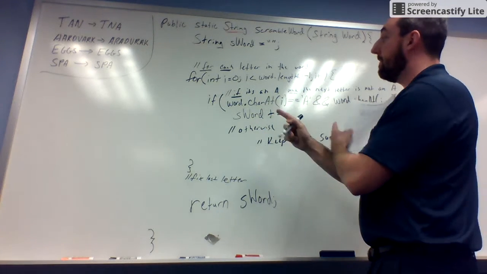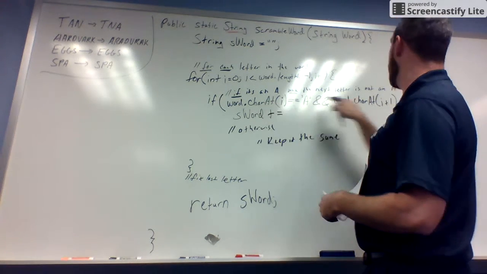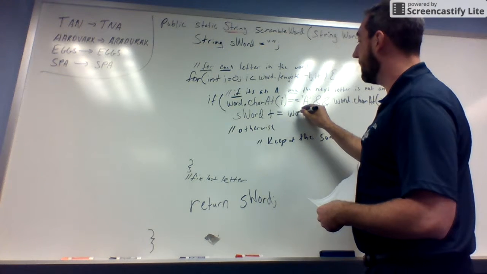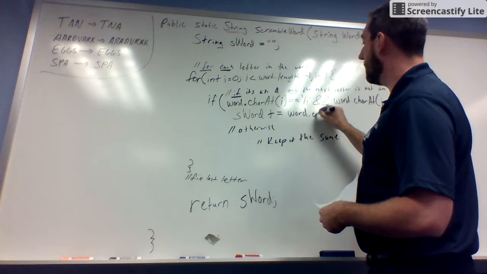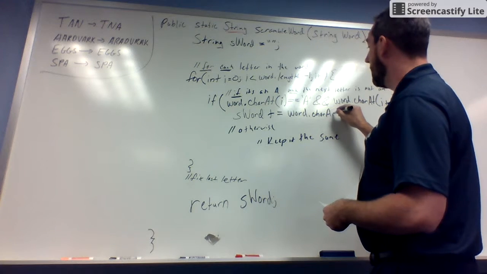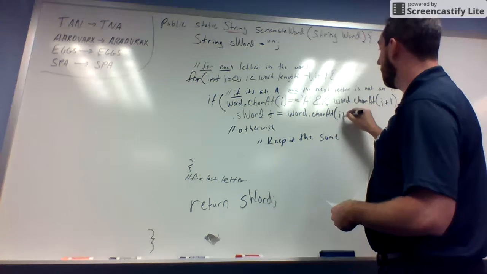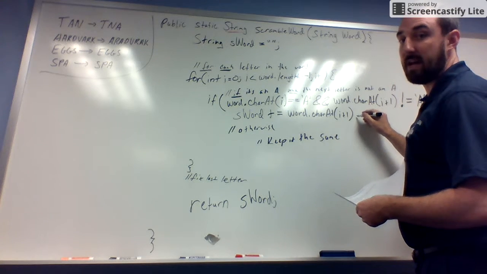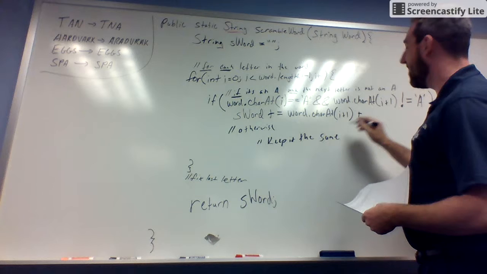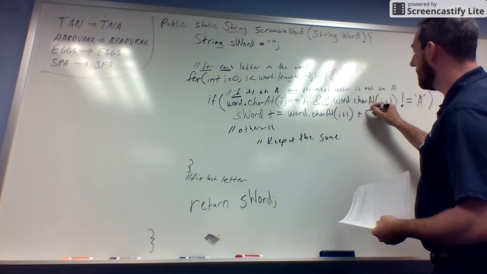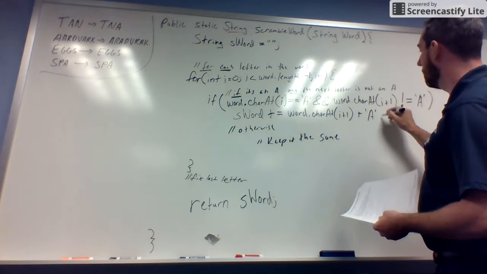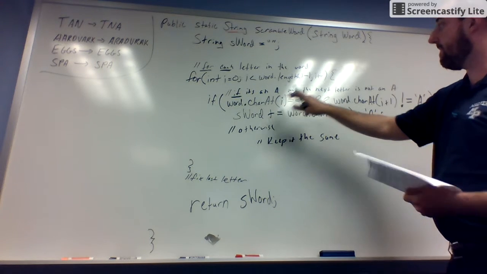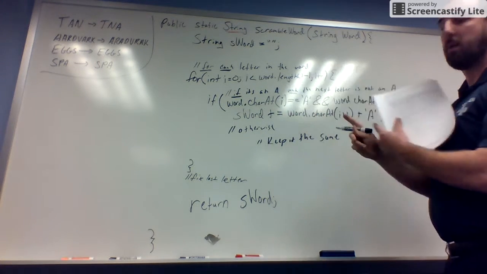Remember, I'm swapping them. So instead of saying add the current letter and then add the next letter, I might say add the next letter first, word.charAt(i + 1). Then I also have to add that A back in. Since I know I'm guaranteed it's an A, I might just say "A". That's a little bit easier to write than word.charAt(i) again. But if I see those two, swap them.